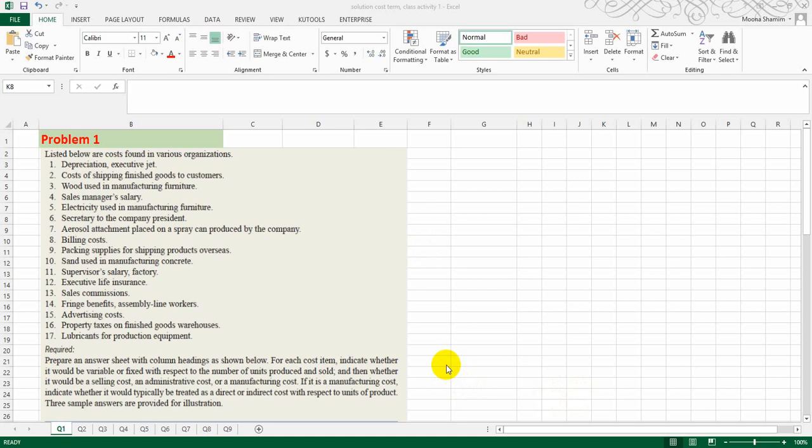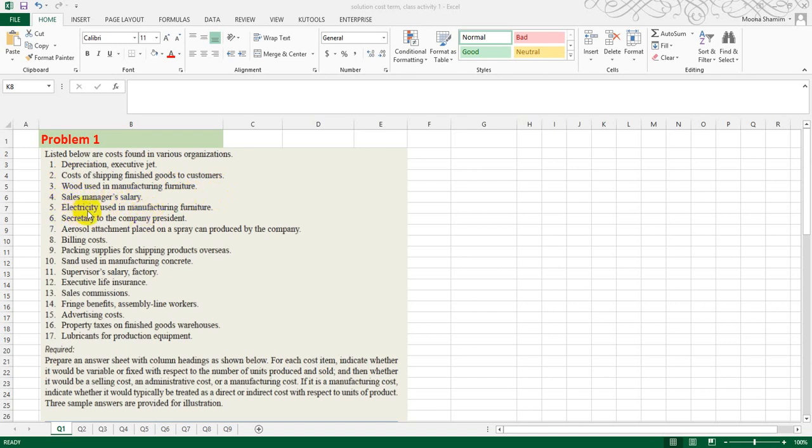Problem number 1. In this we will discuss or classify the cost in different aspects like variable, fixed, selling, admin and manufacturing cost. Listed below are costs found in various organizations. Number 1, depreciation, executive jet. Number 2, cost of shipping finished goods to customer. Number 3, wood used in manufacturing furniture. Number 4, sales manager salary.